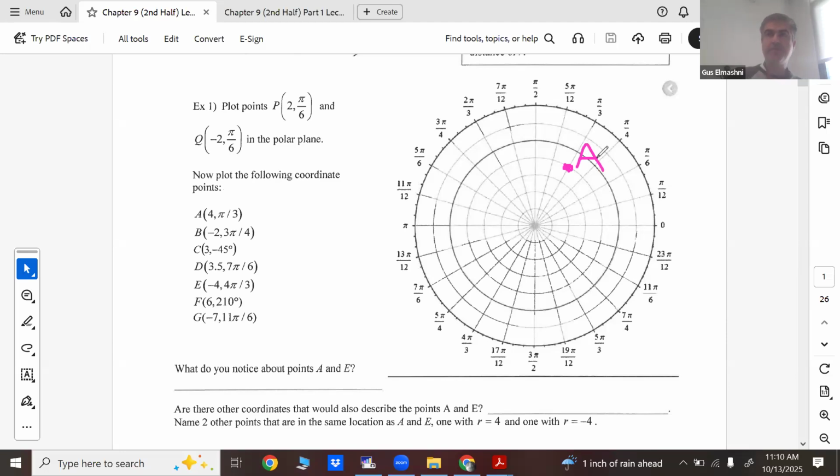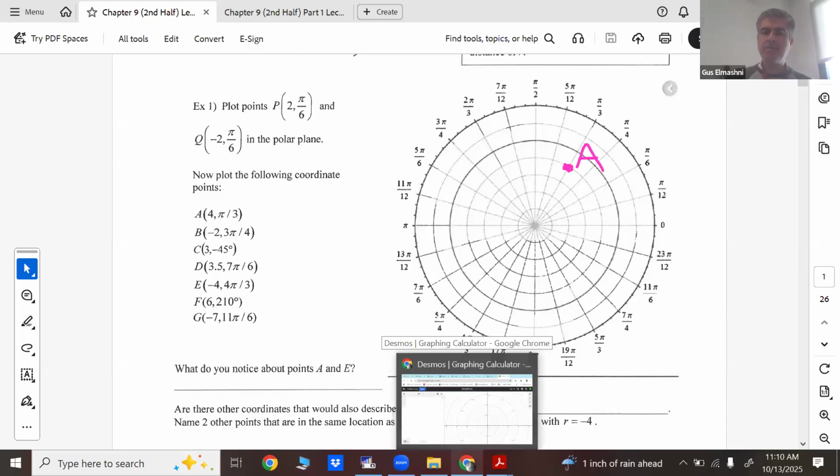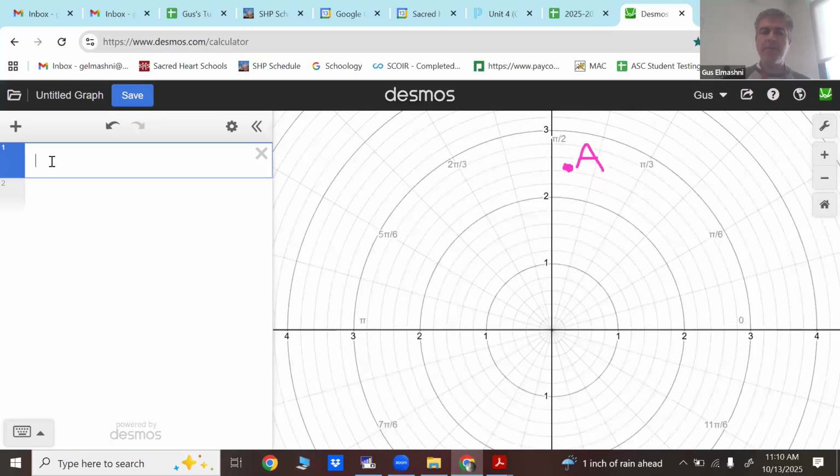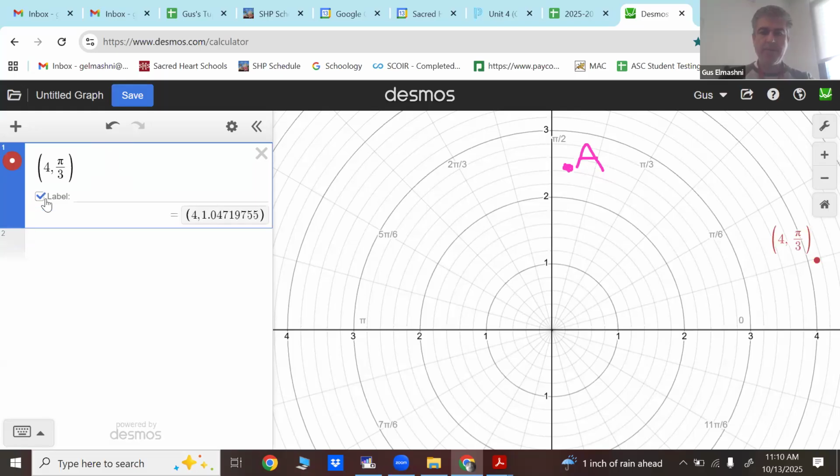Sorry, Charlie, go ahead. When I did it in Desmos, whenever I put in a positive value, it automatically jumps to the top. Put in -2, pi over 6 as a point. Well, hold on. If I do it like this, I'm going to do parentheses 4 comma pi over 3 and label it.